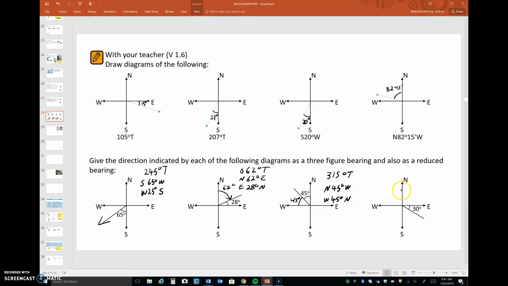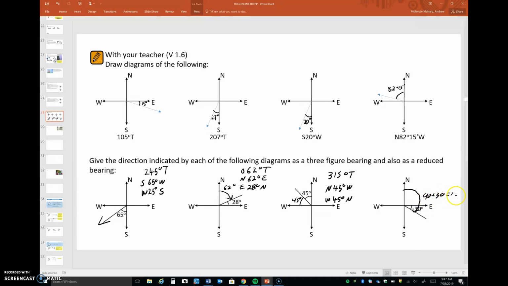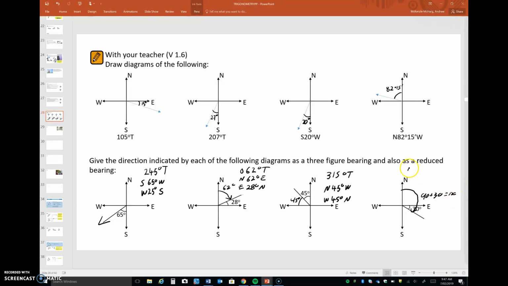Okay, over here, we're starting at north for our true bearing. We go 90 and 30. That makes 120. So 120 degrees true. Or we could start at east and we go 30 degrees towards south. This needs to add up to 90, these two angles, so that must be 60. So south, 60 degrees towards east.